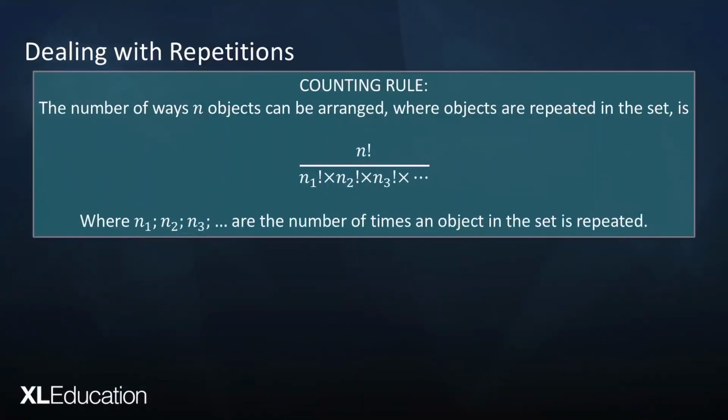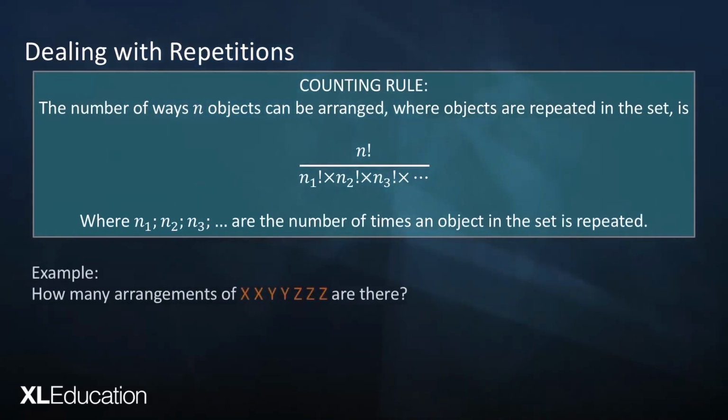Now, from that we get a counting rule. The number of ways n objects can be arranged where objects are repeated in the set is n factorial divided by n1 factorial times n2 factorial times n3 factorial and so on, where n1, n2, and n3 are the number of times an object in the set is repeated. Okay, so that sounds like a mouthful. Let's see by means of an example how on earth we use this rule.